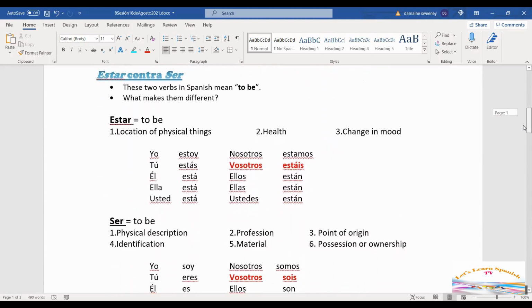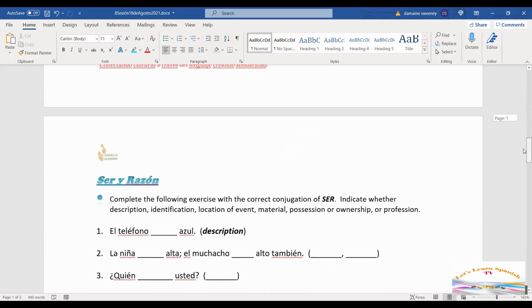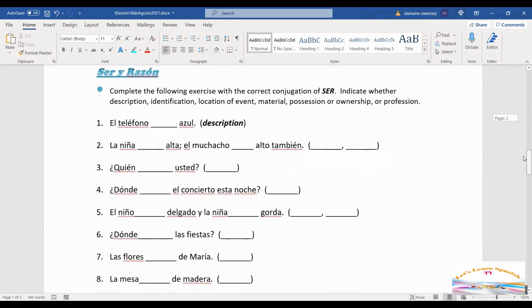Okay, so here we are. Ser and estar. The difference. Know the difference between the two because they both mean to be, but we have to use them at certain times for certain meanings of things. Okay. So here we have it. We have an exercise here.